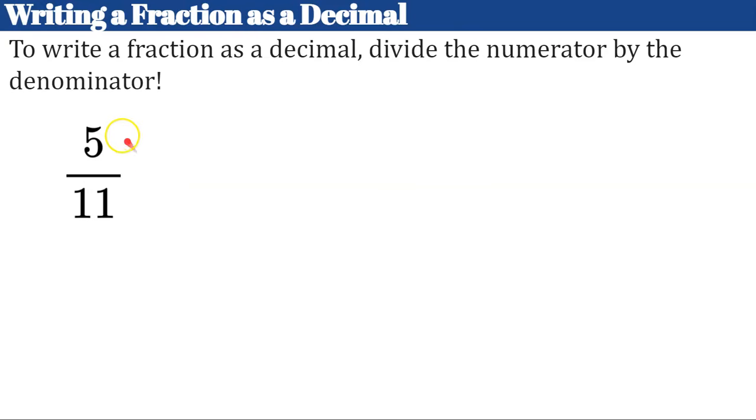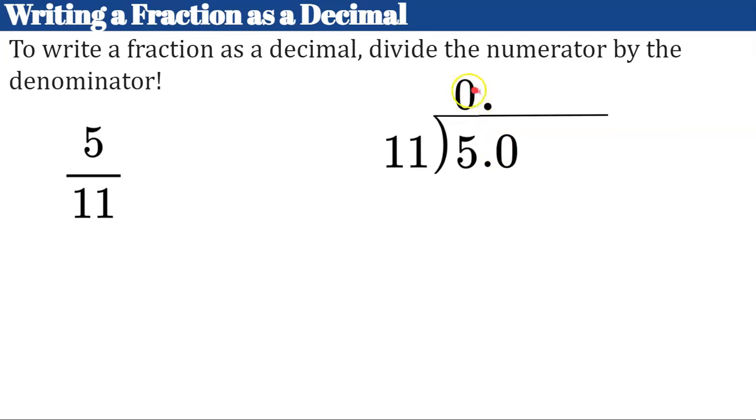Now let's talk about writing this fraction as a decimal. So I just have 5 divided by 11. So remember, all fractions are division problems. So I'm going to do 5 divided by 11. So let's set up our problem. I'm going to add another digit. I'm going to carry my decimal point up, and 11 does not go into 5, so I'm going to start with my 0. 11 goes into 50 4 times. 4 times 11 is 44. 50 subtract 44 is 6.